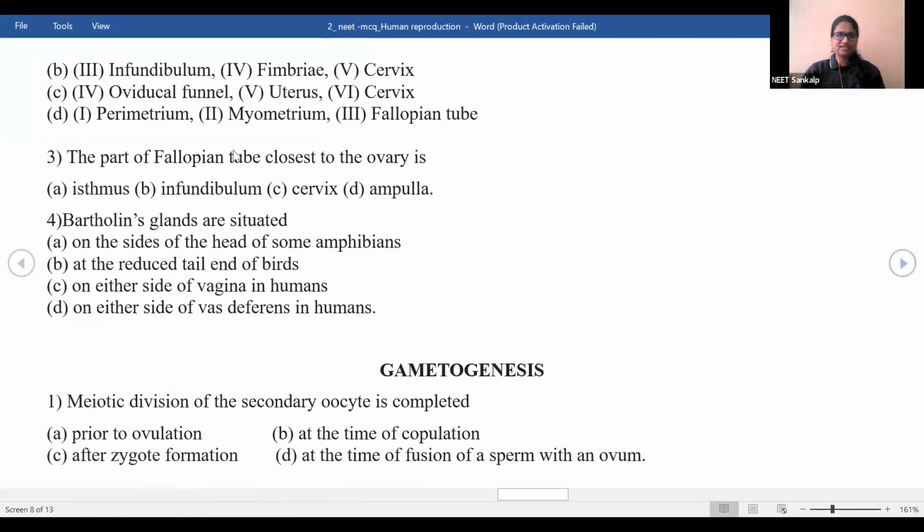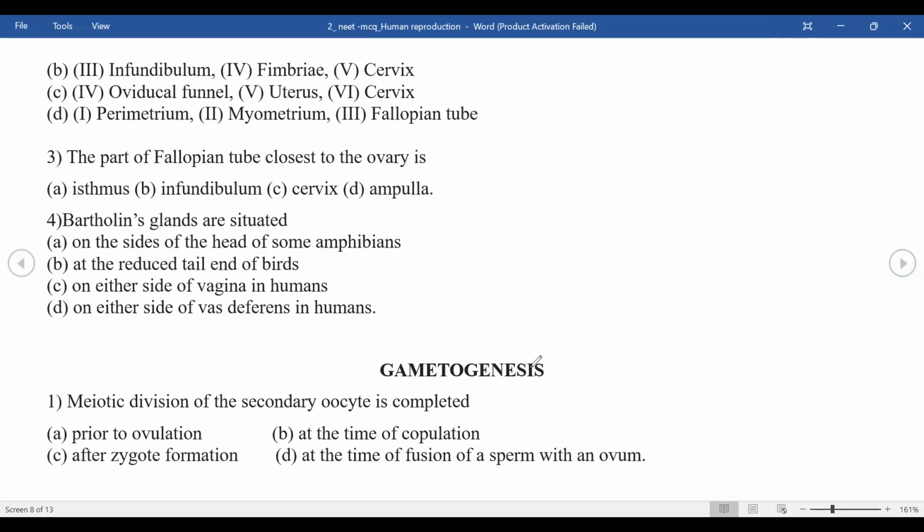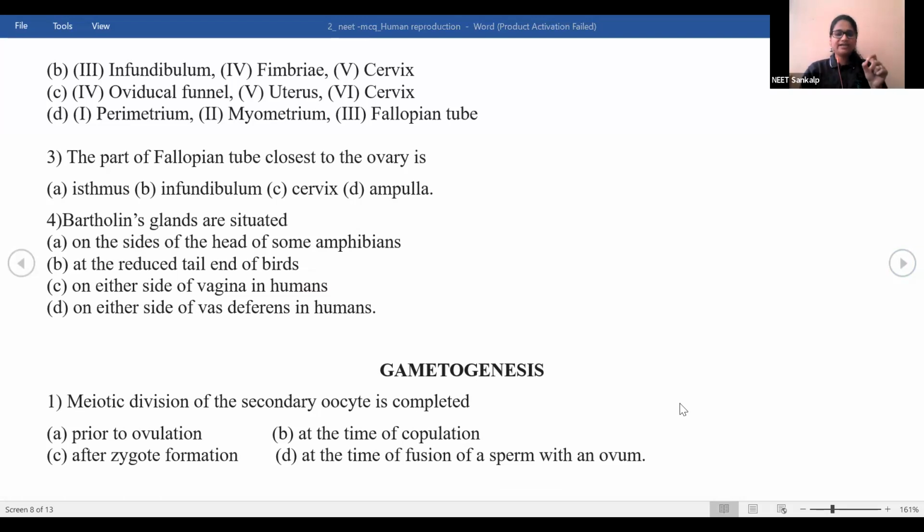So regarding gametogenesis, the first question. I think the screen is visible to everyone. Is it visible, guys? First question: meiotic division of secondary oocyte is completed in. So just try or guess the answer because it is oogenesis. Prior to ovulation, at the time of copulation, after zygote formation, at the time of fusion of a sperm with an ovum. Meiotic division of secondary oocyte is completed in.